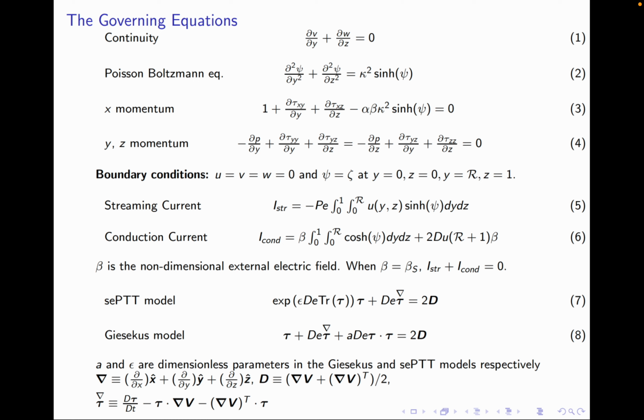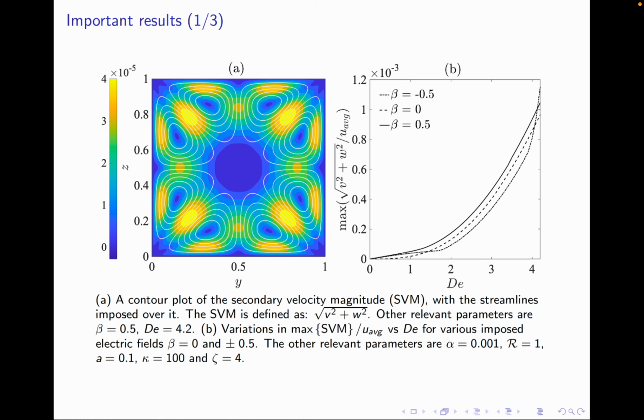So when a charged liquid is flowing and thus causing a streaming current, while no external electric field is present, a potential gradient is automatically developed across it, which sends a conduction current in the direction opposite to the streaming current. This potential gradient is called the streaming potential. Our fluid is non-Newtonian, so we use two models to describe its behavior: the simplified exponential Phan-Thien–Tanner model and the Giesekus model. Now, here are some of our results.